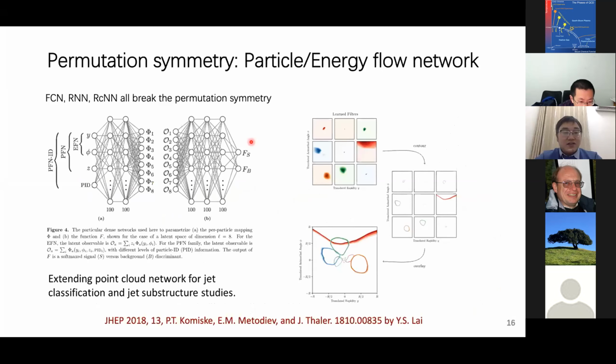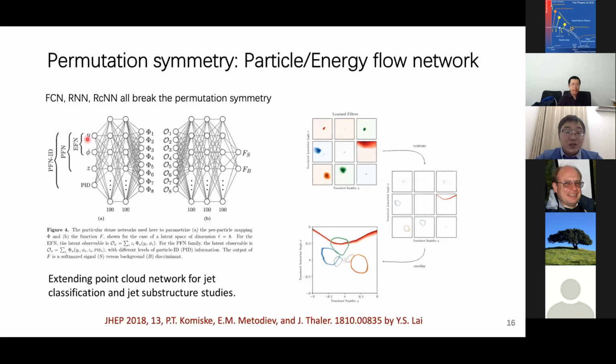However, this fully connected neural network, recurrent neural network, as well as this recursive neural network, all break the permutation symmetry, which means one has to sort particles in some way. There is one neural network architecture called the point cloud network, which preserves this permutation symmetry. As you can see, there is a fully connected neural network whose input is the information of a single particle. So this rapidity, phi, z, and PID is the information of a single particle.